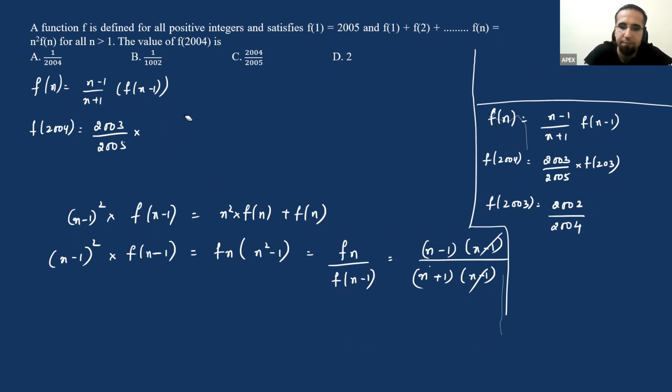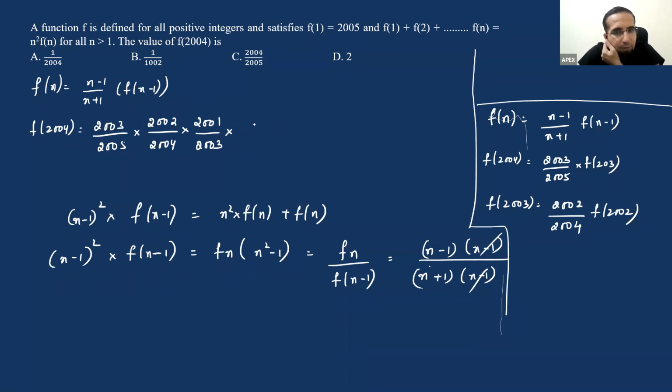So you are able to find a trend here. F of 2002 will be what? 2001 divided by 2003 into f of 2001. Start writing this always, okay? So if you observe, the numerator is decreasing by 1 and the denominator is also decreasing by 1. Observe what is happening. This is getting cancelled. So two terms are left out anyway. These terms are getting cancelled and so on, so on, so on. Finally, you will have 1 by 3 of f of 1.